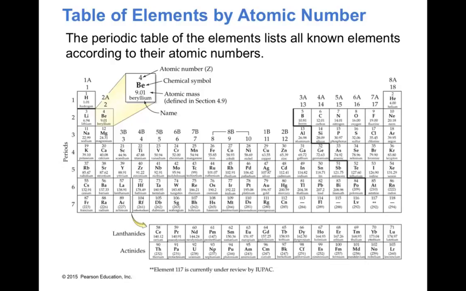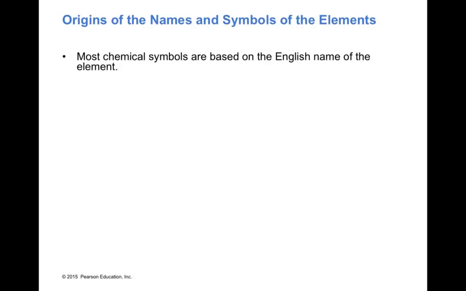So for now, the question will be where the names of those elements come from. Most chemical symbols are based on the English name of the element. Some symbols are based on Latin names.